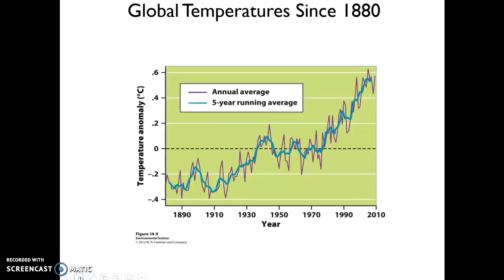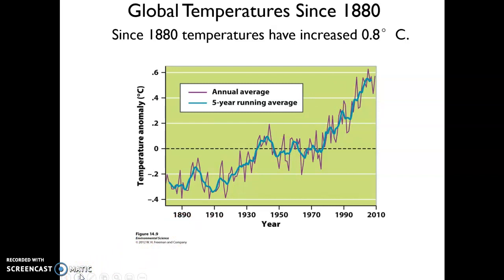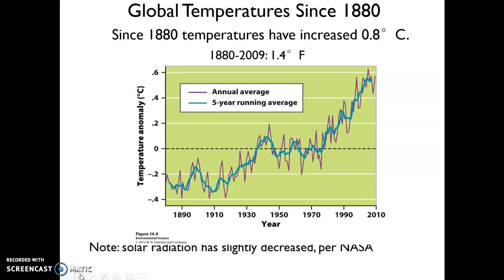First, let's look at global temperature changes since 1880, when temperature was first able to be measured throughout the world. So here's 1880 down here and all the way up through 2010. There's an annual average shown in purple and a 5-year running average shown in blue. You can see there's a general trend upward from 1890 to today. Since 1880, the temperatures have risen about 0.8 degrees C. And this, in fact, is occurring when solar radiation has slightly decreased.